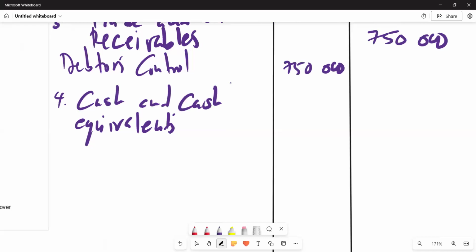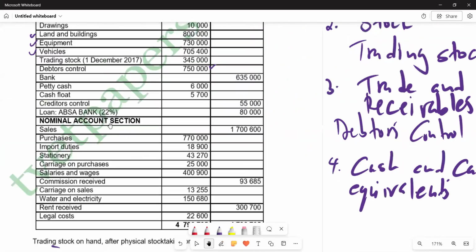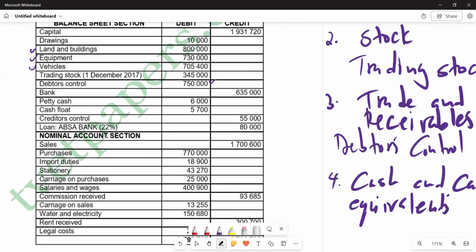Cash and cash equivalents. We are going again to check if we have got bank, cash, floats. Those are some of the components of cash and cash equivalents. You see that the bank that we have is a credit balance, and when the bank balance is a credit balance, it's a bank overdraft. It will be a bank overdraft, and when it's a bank overdraft, we are going to put it under current liabilities, not under the cash and cash equivalents.